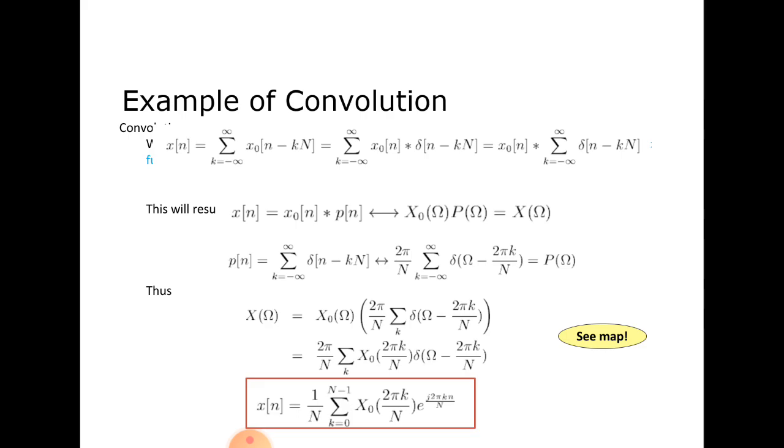It gives X0(omega)·P(omega), which is equal to X(omega), where p[n] is the summation over k from minus infinity to plus infinity of δ[n − kN], and its transform is 2π by N times the summation over k of δ(omega − 2πk/N), which is P(omega). Thus X(omega) is equal to X0(omega) convolved with 2π by N times the summation over k of δ(omega − 2πk/N), which is 2π by N times the summation over k of X0(2πk/N)·δ(omega − 2πk/N), and x[n] is equal to 1 by N times the summation over k from 0 to N minus 1 of X0(2πk/N)·e^(j2πkn/N).